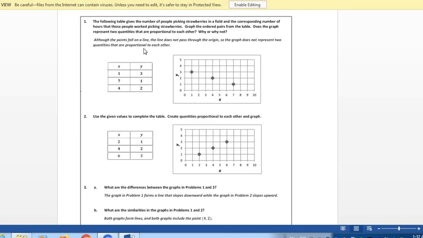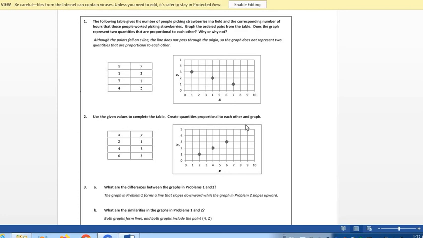So although the points fall on a line, the line doesn't pass through the origin, so the graph doesn't represent two quantities that are proportional to each other. They are not proportional to each other. Okay, use the given values to complete the table.